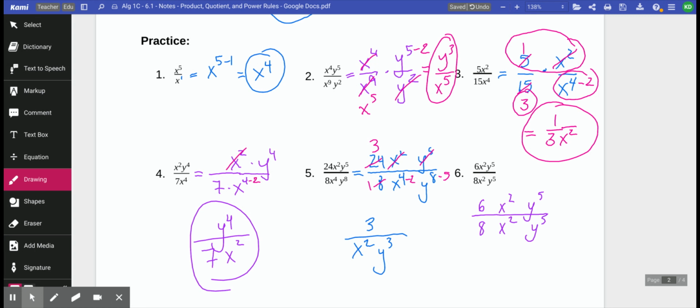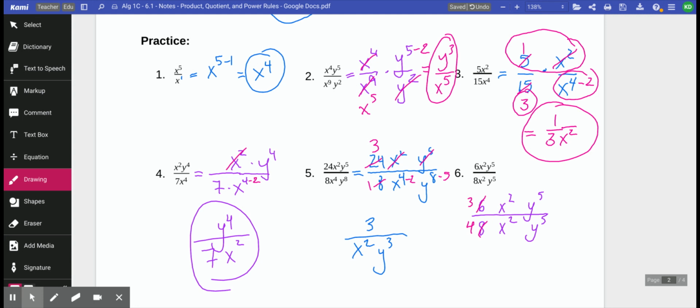So the first thing I'm going to do is look at these coefficients. 6 over 8 is a regular fraction, so I'm just going to simplify that. They're both divisible by 2, right? So if I divide by 2, this is going to become a 3, and this is going to become a 4. So it just becomes 3/4, a simplified fraction.